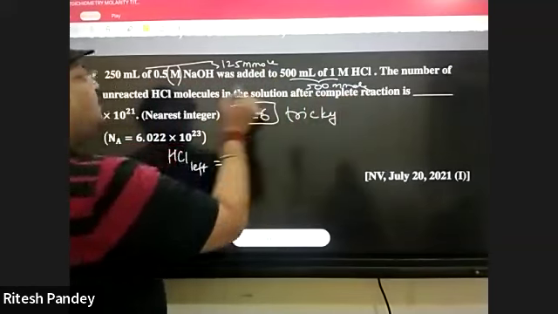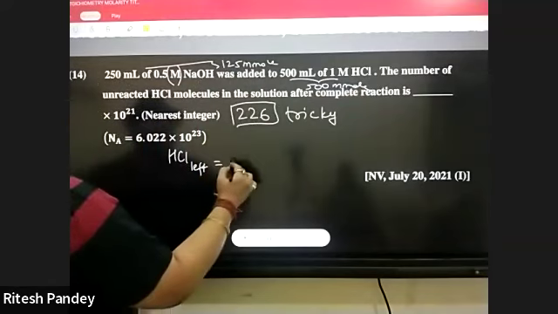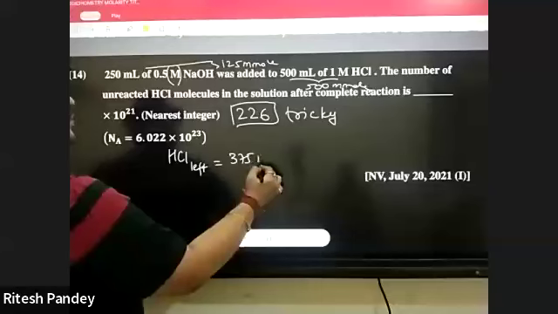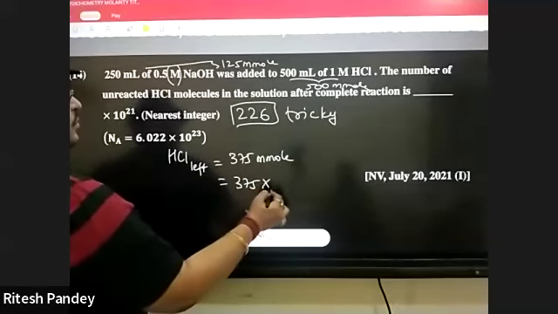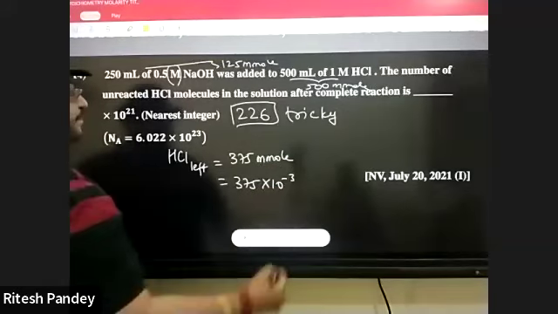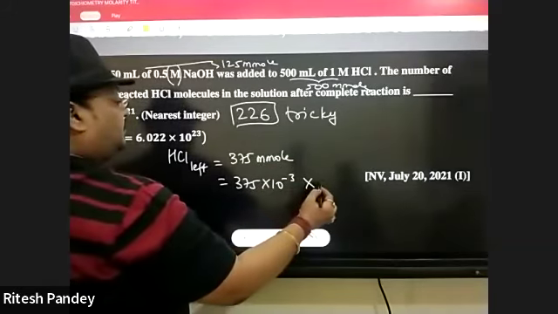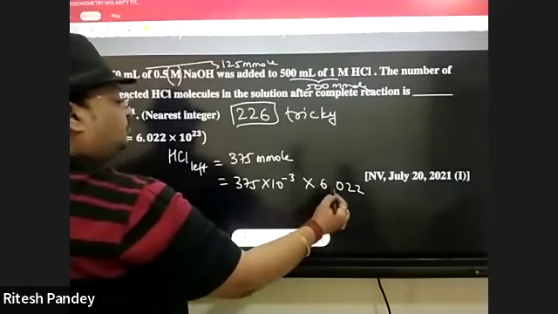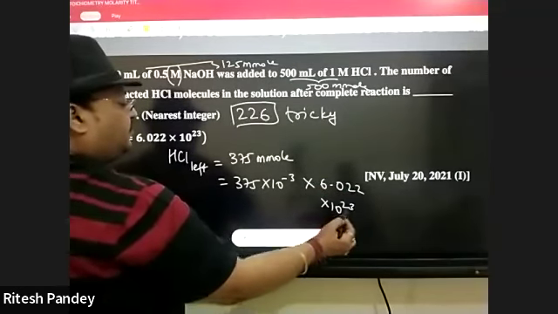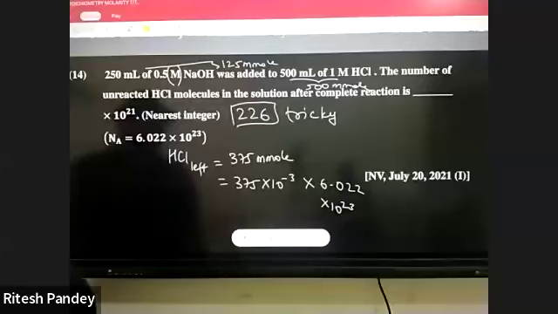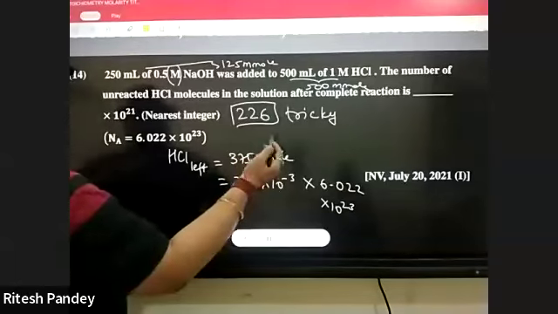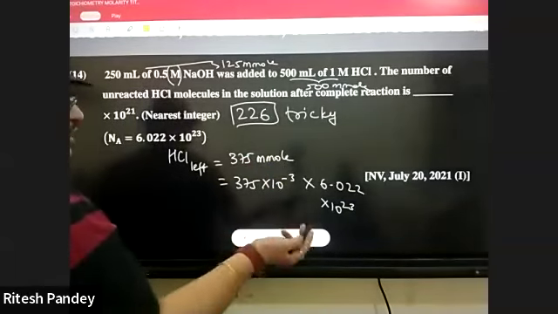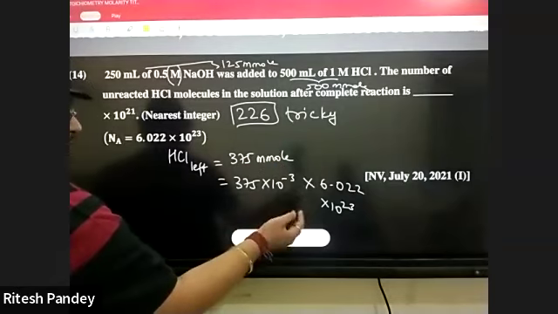Yes or no? Hope I'm not making any mistake. So HCl there, 375 millimole. I repeat, 375 millimole, into 6.022 into 10 to the power 23. I think this is how you need to solve it. Yes, sir. And taking 6.022 gives 226. I was getting 225.8. This is why it was pretty tricky.